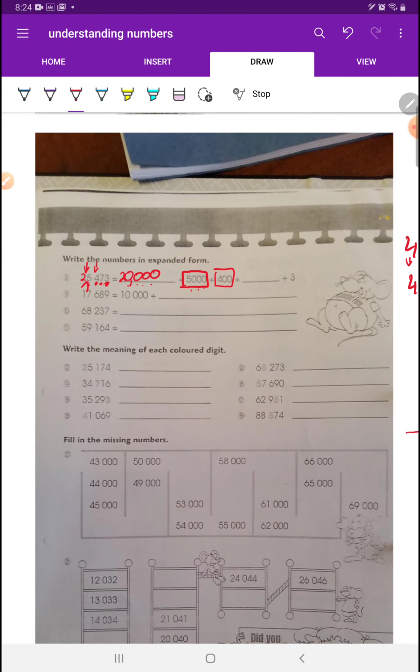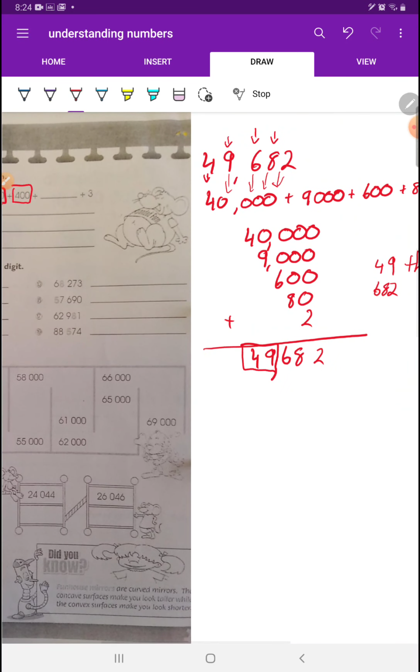Now, what's the meaning of each colored digit? Meaning, you already know this because it's what you did up here. It's just you're doing it for this. So let's go back to my 49,682 because I don't want to give you all the answers. What does 6 mean? 6 means 600. What does 4 mean? 4 means 40,000 because it's in the ten thousands place and there's 4 of them, so you have 40,000. 6 means 600 because it's in the hundreds place and there are 6 of them.